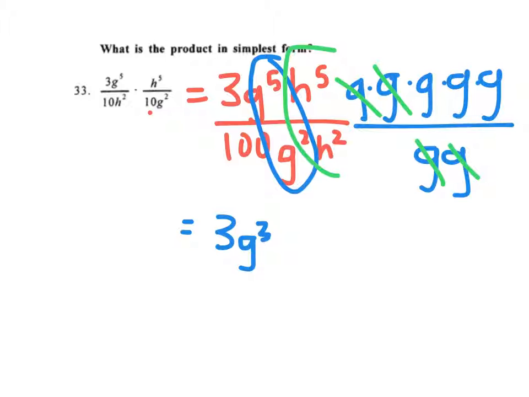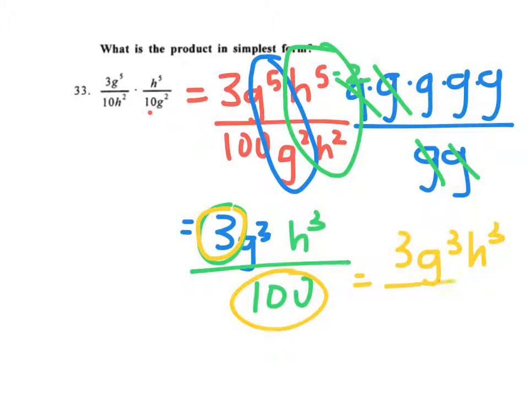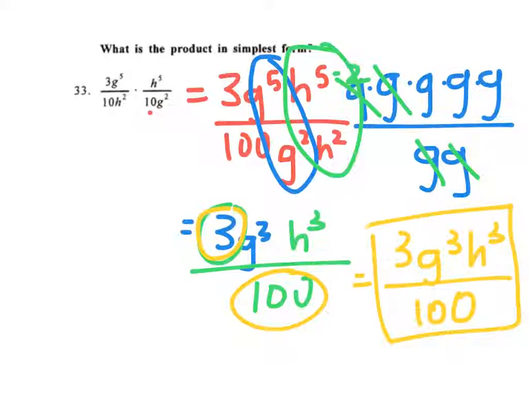For the second part, same thing with my h's. If I do 5 minus 2, I get 3, so we have h to the power of 3 on top, and then the bottom is still 100. I can't simplify the 3 and the 100, so this is going to be my final answer. 3g cubed. Let's try this. Sorry, my little stylus is not working. 3g cubed, h cubed, divided by 100. And that would be your final answer.